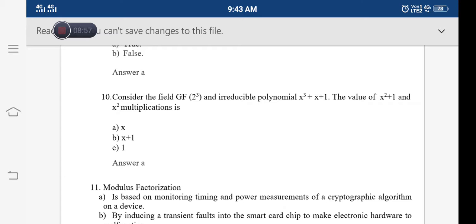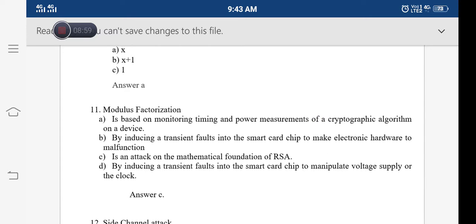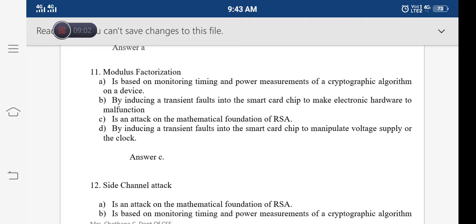Then the 11th question, modulus factorization. We know the various types of attacks which can be performed on RSA: modulus factorization, side channel attack, and small exponent attack. Three types of attacks are possible on RSA. One among them is modulus factorization. By the name itself, it indicates factorization, that is, finding the factors of the modulus n. By the name itself we can tell the answer.